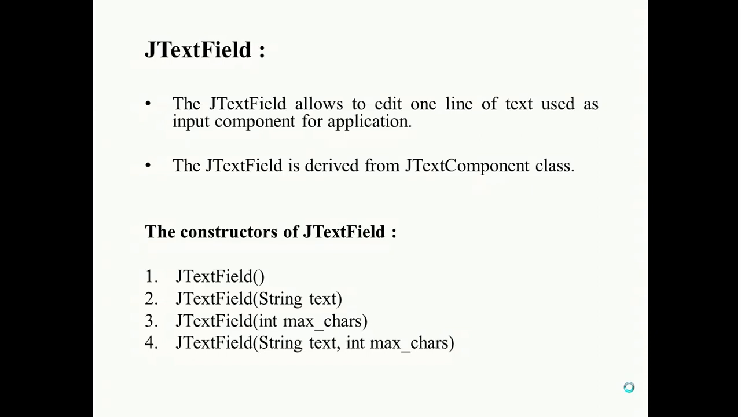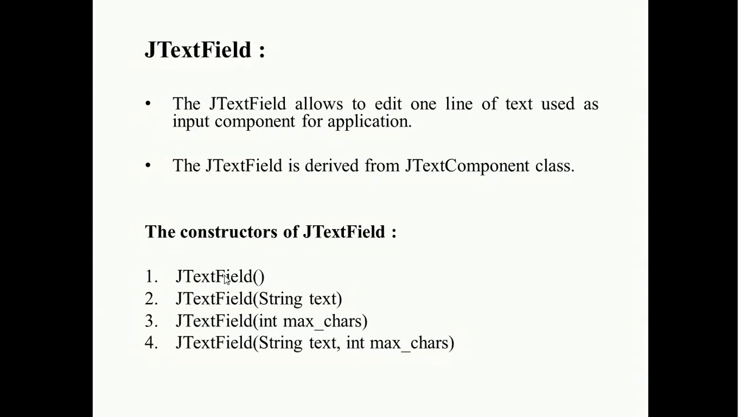Next see the constructors of the JTextField. There are four constructors of the JTextField. The first constructor is JTextField having no parameter. The second constructor is JTextField having one parameter, String text. The third constructor is JTextField having one parameter, int maxchar, and the fourth constructor is JTextField having two parameters, String text and int maxchar.